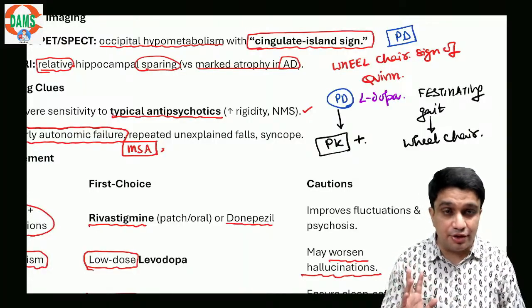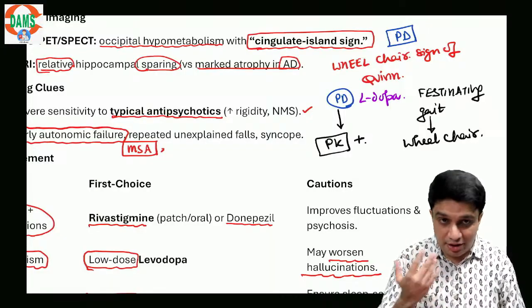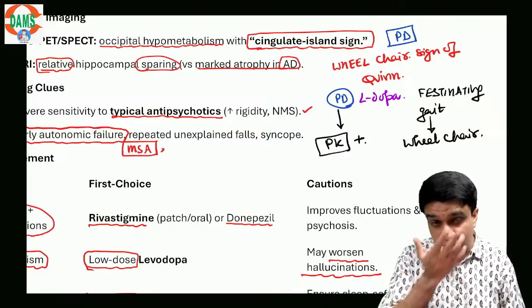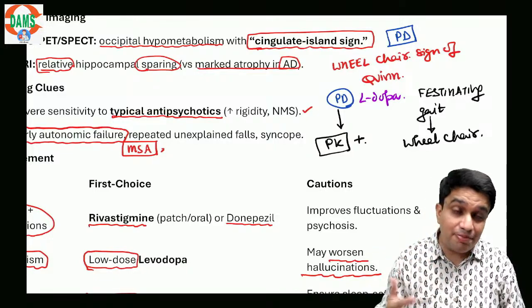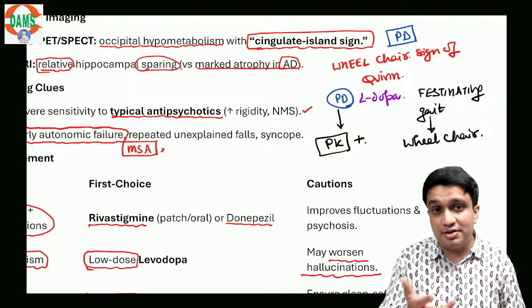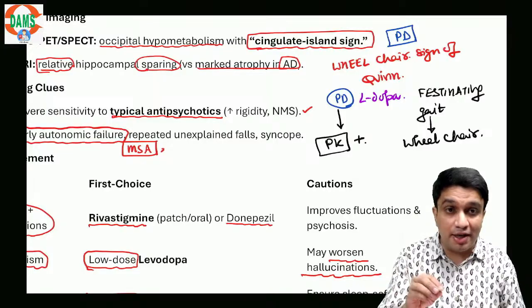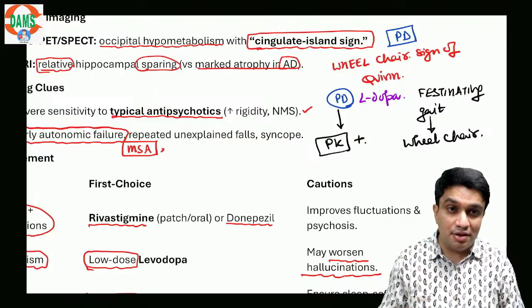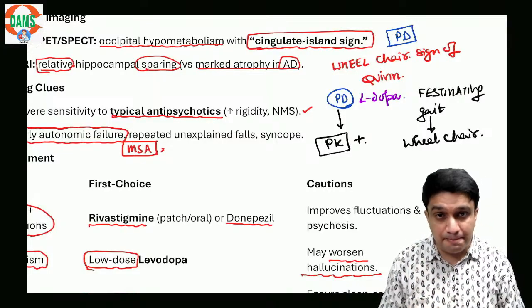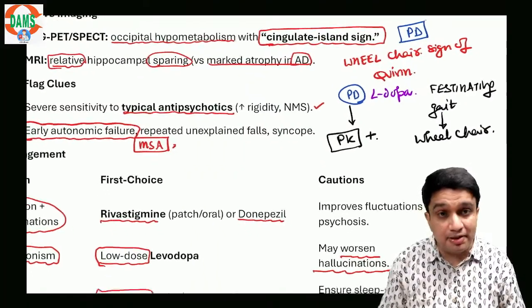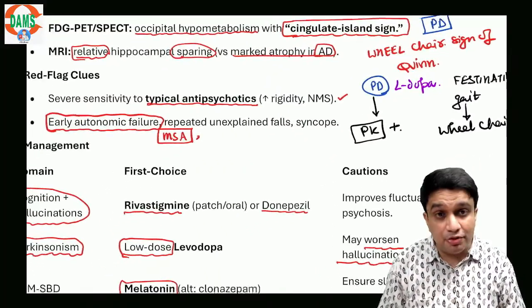The wheelchair sign of Quinn. Tell me the answers now. I want your participation here. If I give a patient who has Parkinson-like symptoms levodopa, and visual hallucinations increase, what is my diagnosis in mind? What do I keep in mind then? Dementia of Lewy body.